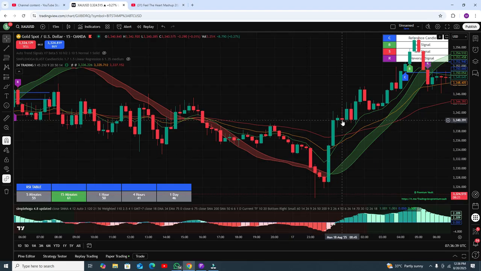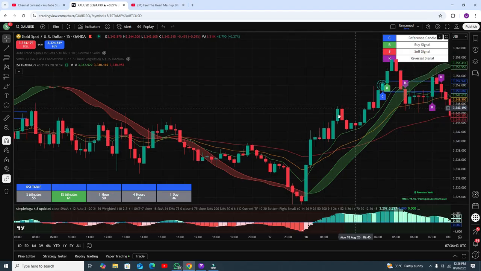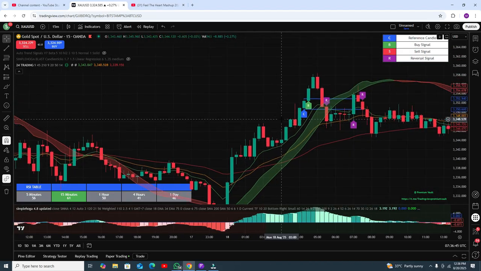Here you can see this candle is your entry point. You can easily catch $3, $5, $7 moves. Let's find out more signals.